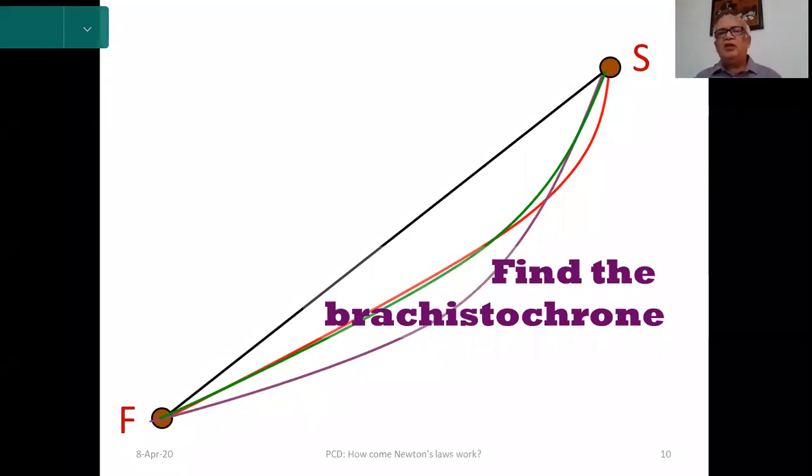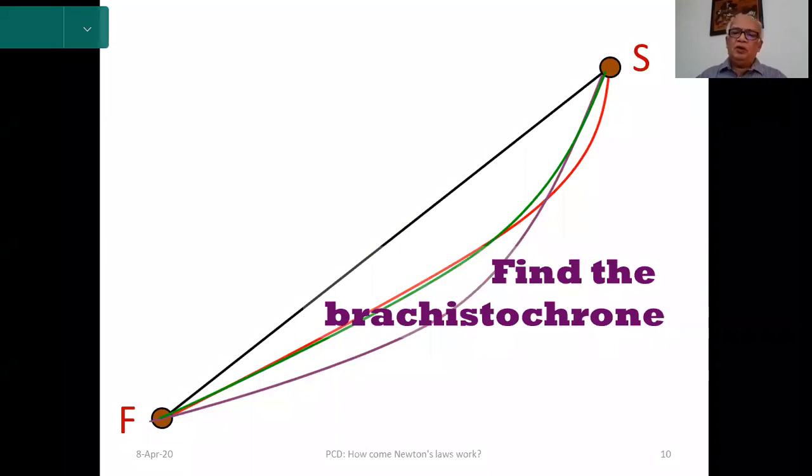So that is the picture that we have in mind. And the question is, what kind of surface would give you the least time for the object to reach the lower point, the final point F, if you released it from the initial point, which is the start point S? So the least time trajectory is what is called the brachistochrone.